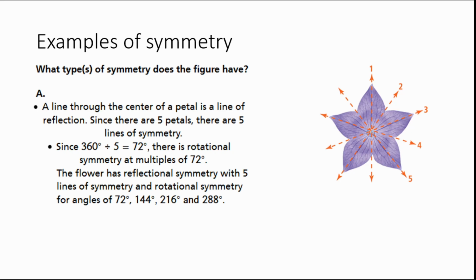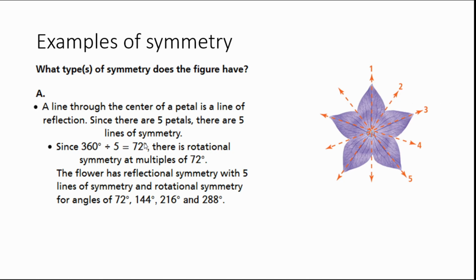So it's given to you there, right, in the first bullet. A line through the center of a petal is a line of reflection. Since there are 5 petals, there are 5 lines of symmetry. That's our given, so we can say it's true. And if we want to know how much we have to rotate it to map it onto itself, well, 360 divided by the 5 lines of symmetry gives us 72 degrees. So every multiple of 72 will line up with and give us our image that lines up with the flower. So here we have 72, 144, 216, 288, and if we do that final one, we've got 360.